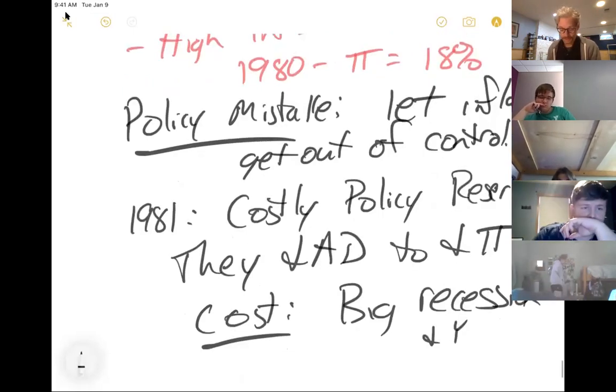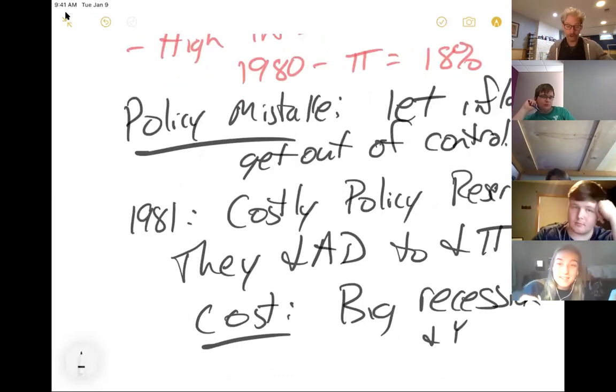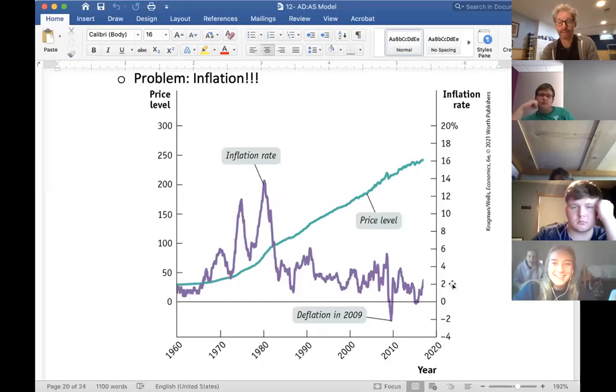And so this was a big mistake in the 1980s. And this was a very costly recession, right? So while overall, one of the things that we've seen here is that recessions are not as bad today as they used to be.